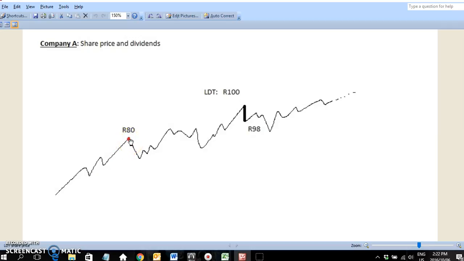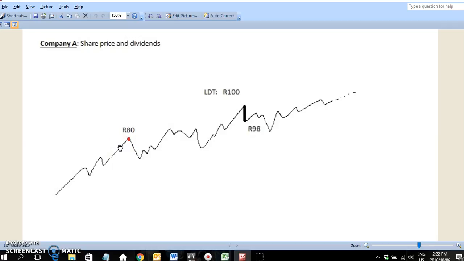It might actually only be worth 70 Rand a share. Now, how do we determine that actual value? Not the share price or the market value, but the actual value. Remember DCF, discounted cash flow valuations? Well, if the DCF value is 70 Rand, why is the share price 80 Rand?